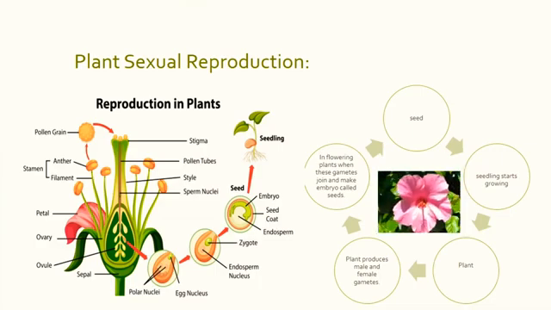From a seed, a new plant grows. That plant produces male and female gametes. After the combination of both these gametes, like this pollen grain, when it combines with the egg in the ovules, it forms an embryo, and this is called sexual reproduction in plants.